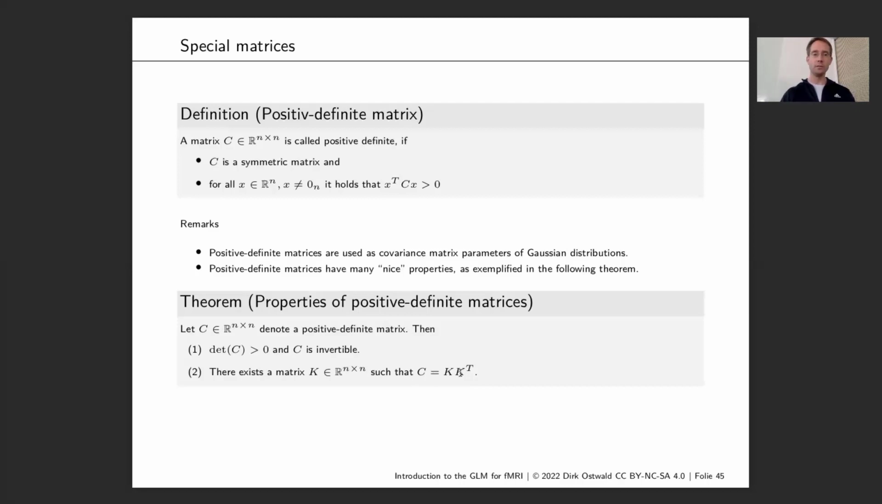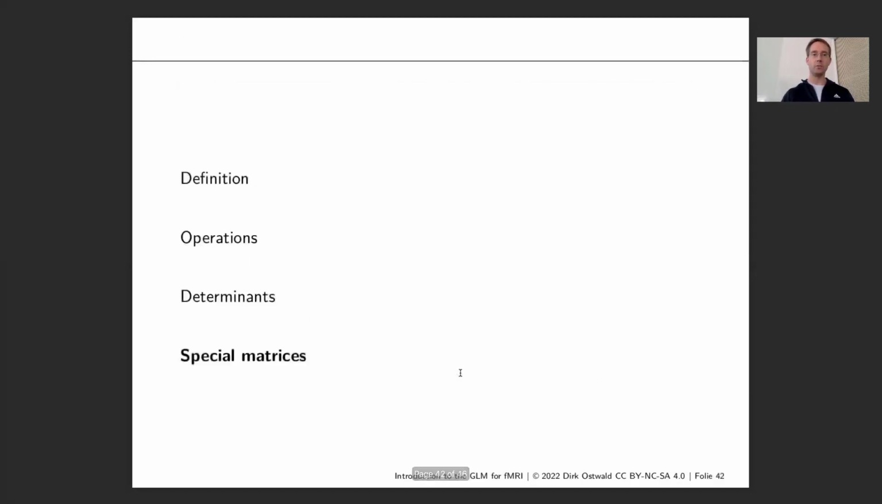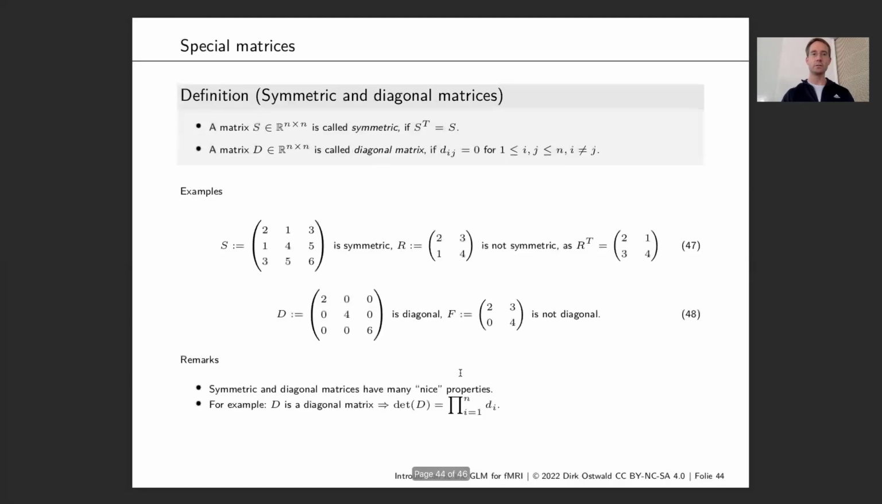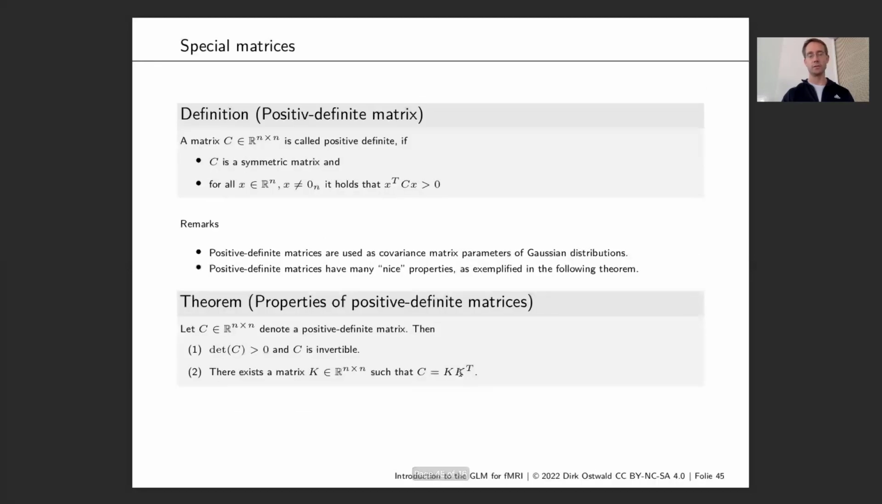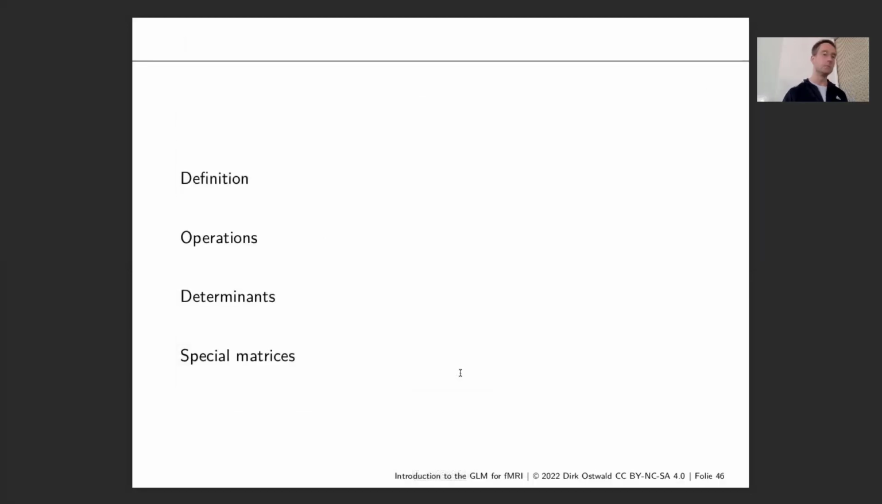Good. So our special matrices are our matrices of 1s and 0s, symmetric matrices, diagonal matrices, and positive definite matrices. Of course, there are many more types of matrices, but we keep it at that. Good. So that was the matrix part.